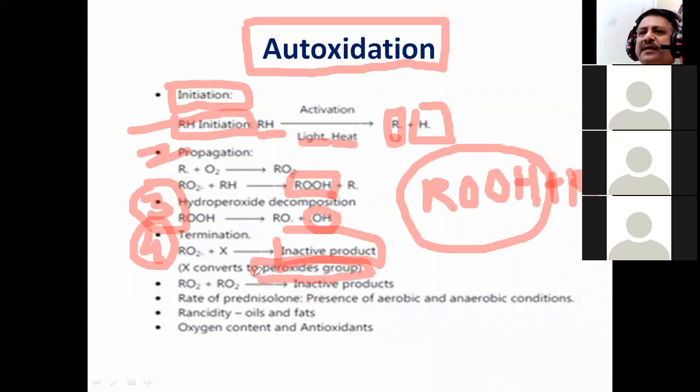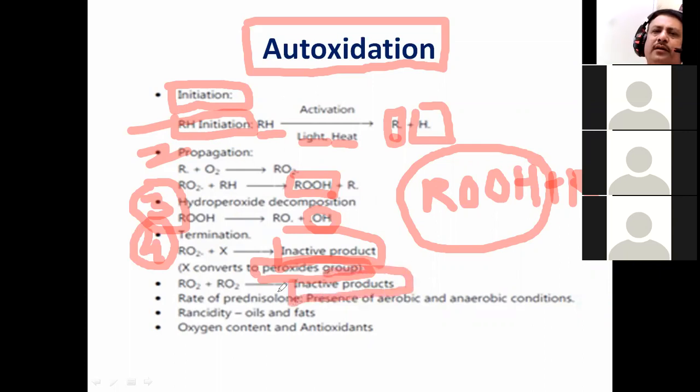Okay, it means that even though the actual process of auto oxidation started from the initiation point, the final products you are going to get after auto oxidation will be the peroxide groups attached to your drug, and it means there has been some chemical degradation taking place in your drug molecule, and then we are going to get an inactive product.